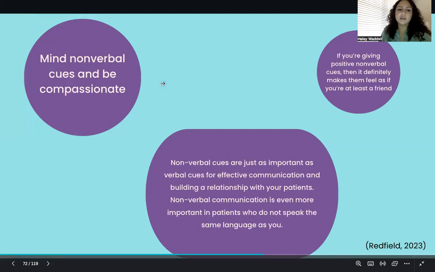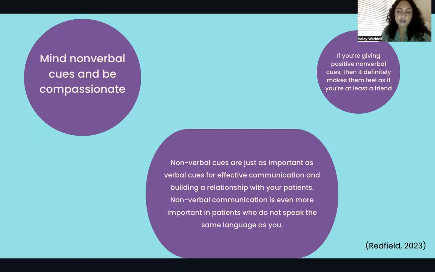And mind nonverbal cues and be compassionate. Ultimately, nonverbal cues are just as important as verbal cues for effective communication and building a relationship with your patient. Nonverbal communication, such as body language, is even more important in patients who do not speak the same language as you. If you're giving positive nonverbal cues, then it definitely makes them feel as if you're at least a friend.